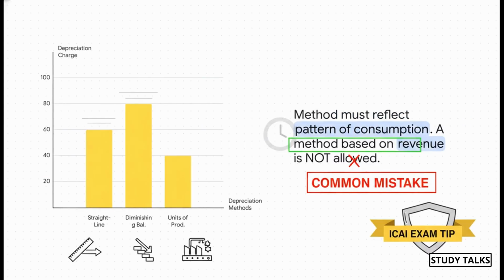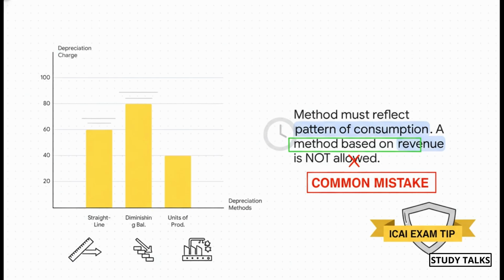So how do you choose a depreciation method? You've got options: straight line, diminishing balance, units of production. The key principle is that the method you choose should reflect the pattern of how you expect to use up the asset's economic benefits. But, and this is a huge warning, you can never use a depreciation method that is based on the revenue an asset generates. The standard explicitly forbids this, which makes it a perfect exam question.